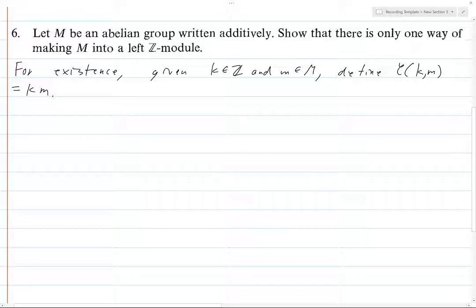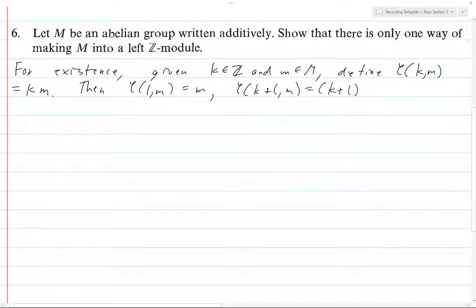So then let's prove that this works. Phi of (1, m) is just m. Phi of (k plus l, m) is going to be (k plus l) m. And of course, if you take m and add it to itself k plus l times, then because Z is abelian, you can flip those around.